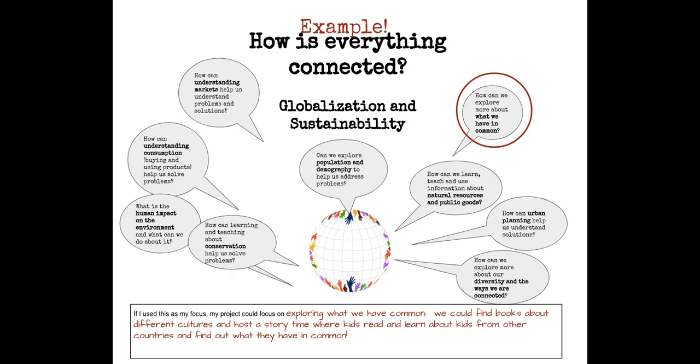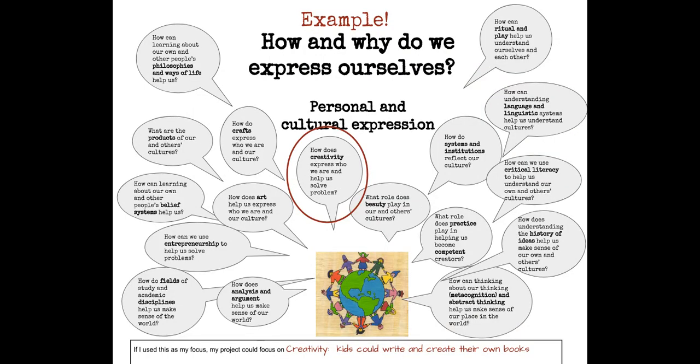Now we're going to think of our fourth idea. We read through the questions. How can we explore more about what we have in common? Boy, that's a really interesting idea. All of us in our group have a lot of differences, but we also like to celebrate what we have in common, and that could be fun to do with kids. So what if we did a project where we found books about different cultures, and then we got kids together and did a story time where they read and learned about kids from other cultures and then talked about what they had in common? That could be a fun project.